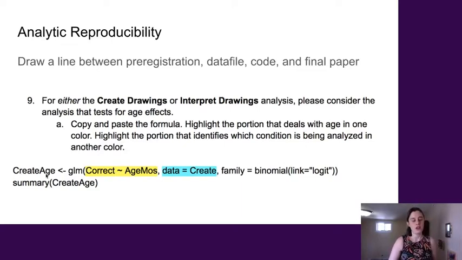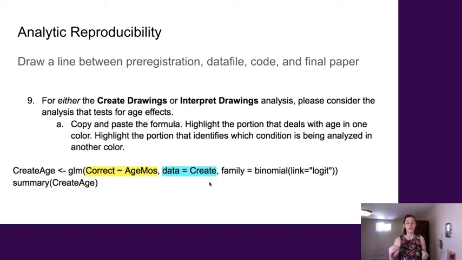So we have a model called create age. It's a generalized linear model. It's a binomial analysis, and we're predicting correct performance, which is binomial, from age in months, which is continuous, and the data file that we are using has been called create.